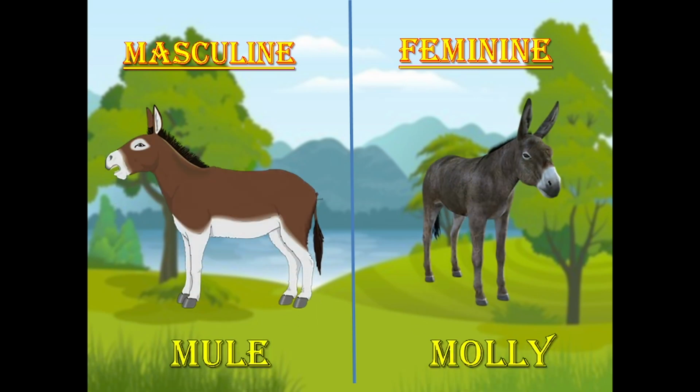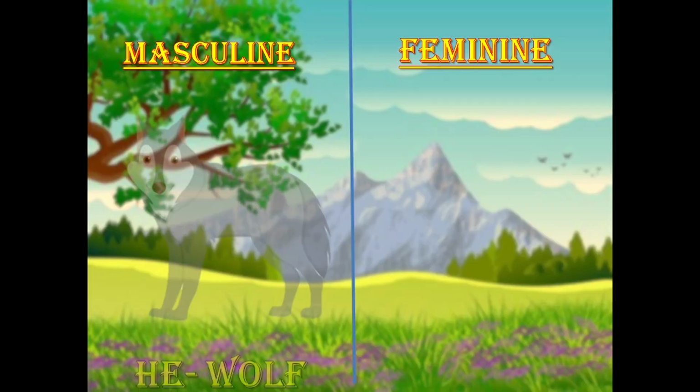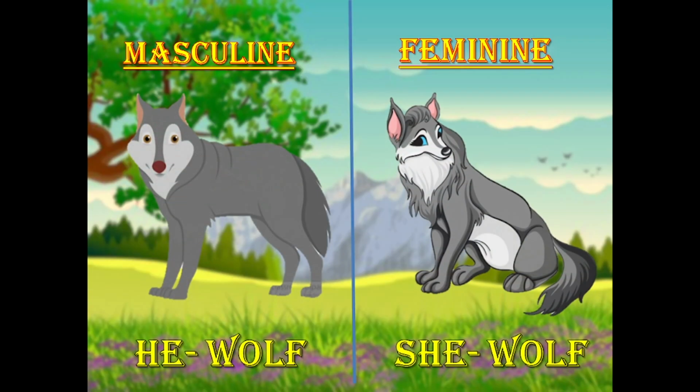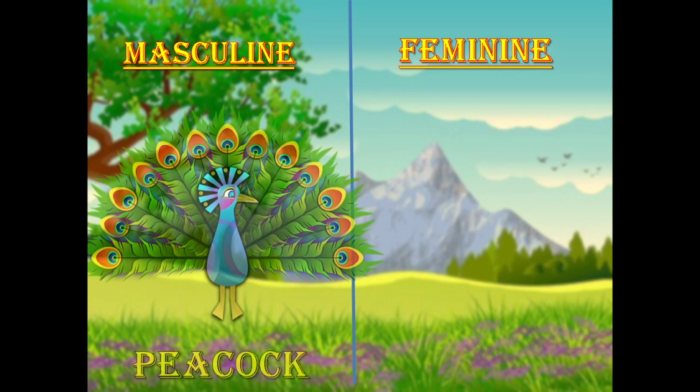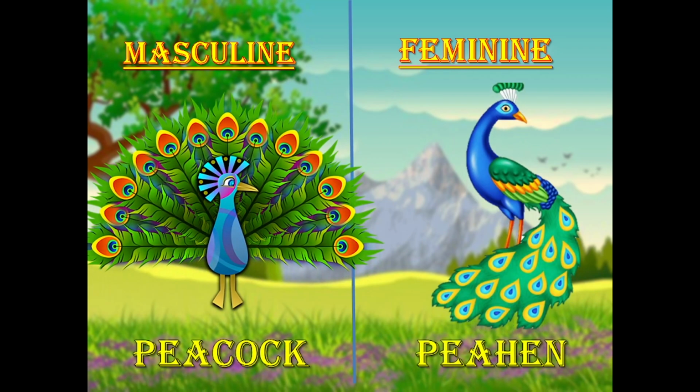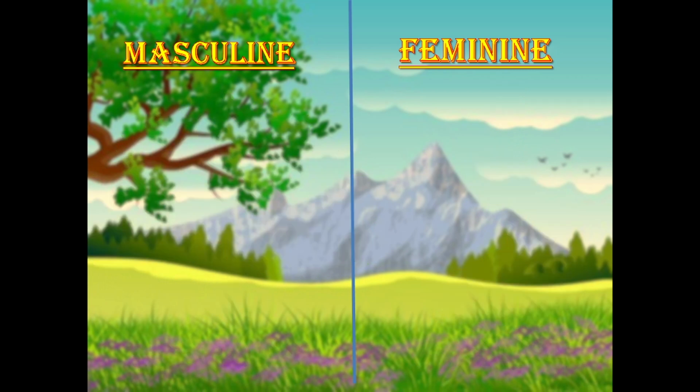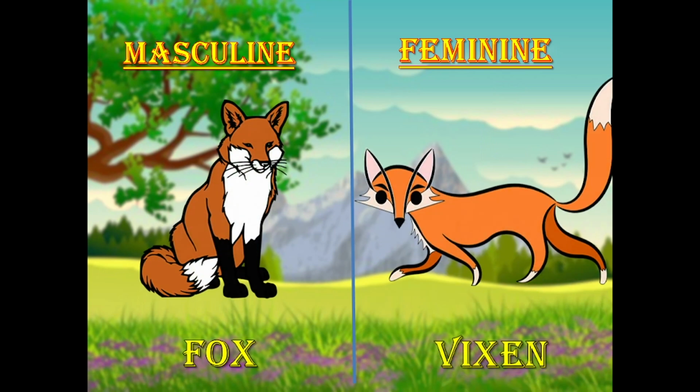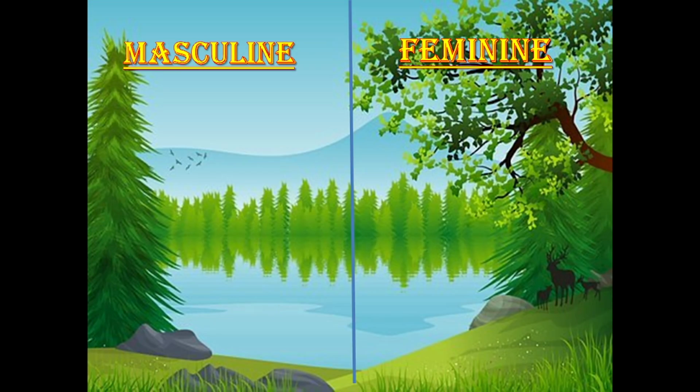Next animal is mule and the feminine is molly. This is he wolf and she wolf. Next in the queue is peacock and peahen. Look at the beautiful colors. Next is fox and vixen.